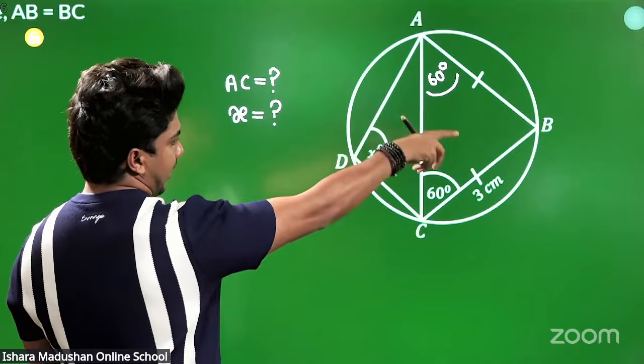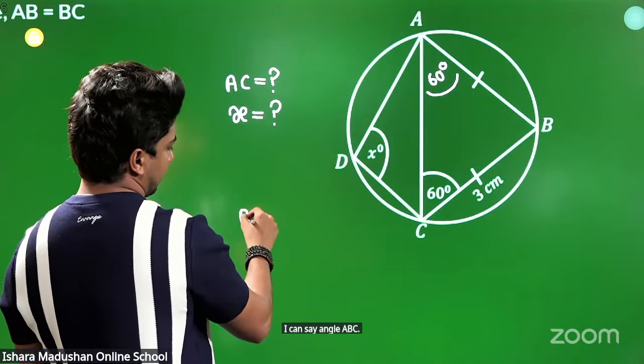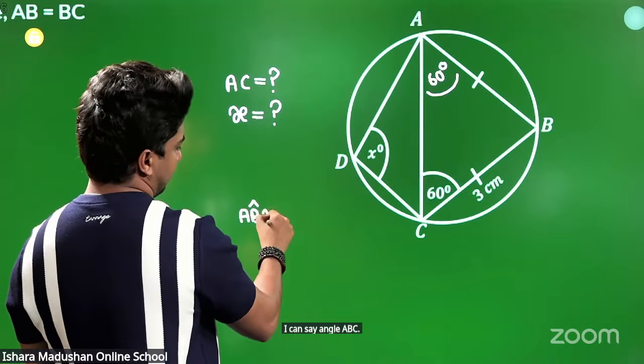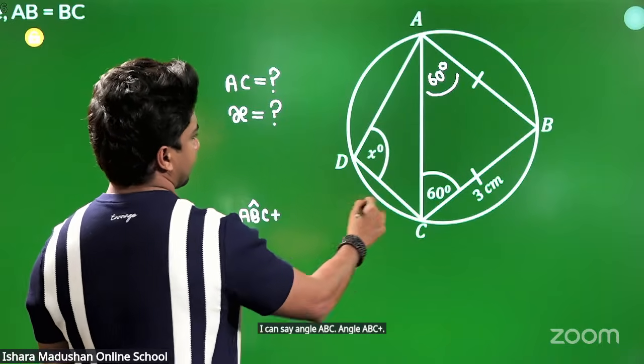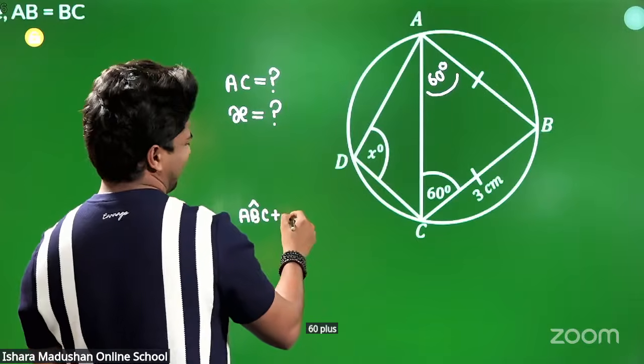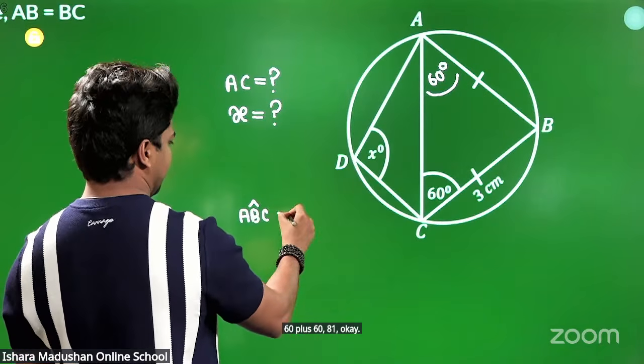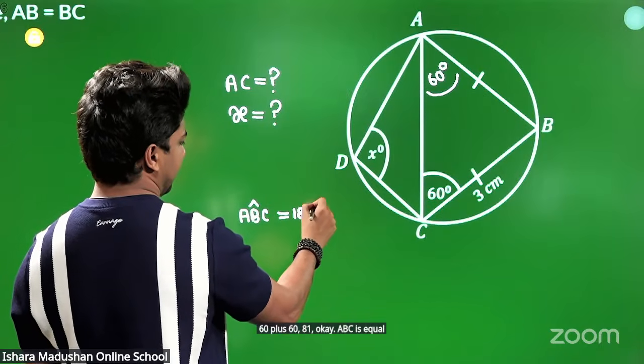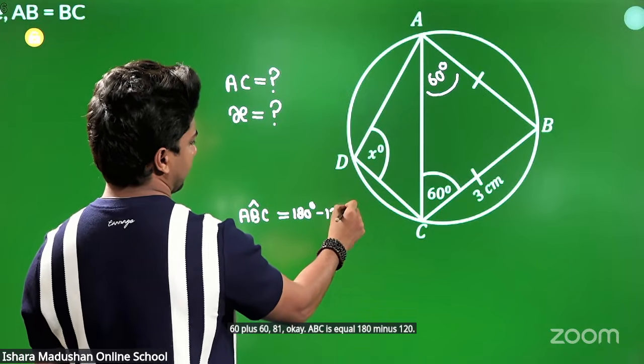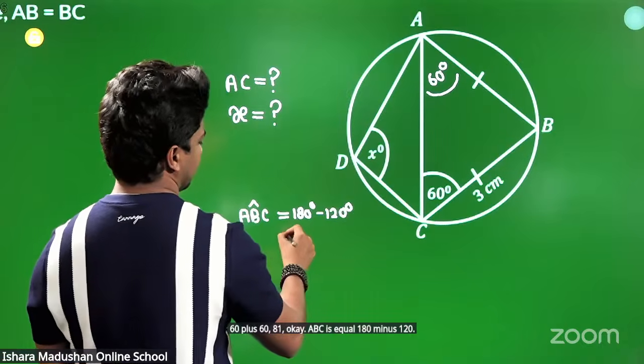I can say angle ABC plus 60 plus 60. ABC is equal to 180 minus 120. So 60.